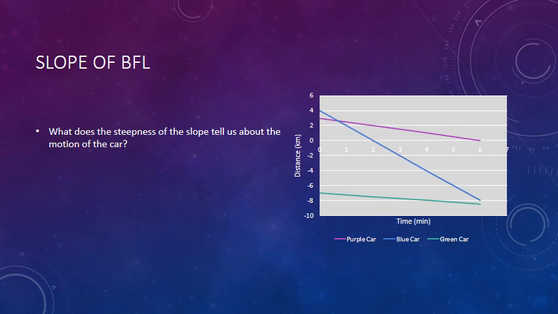So when we're looking at the 2 different cars, which one is traveling at the faster speed? In this case, the blue car is traveling at a much faster speed than the green car. We know this because it covers a lot more distance in the same amount of time. So the slope of the line can tell us whether an object is traveling either fast, medium, or slow.